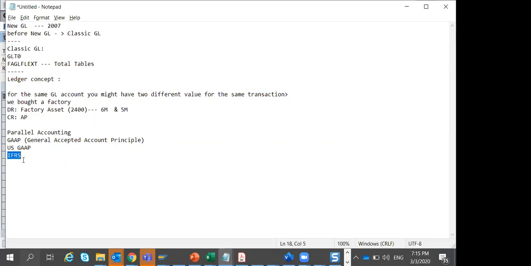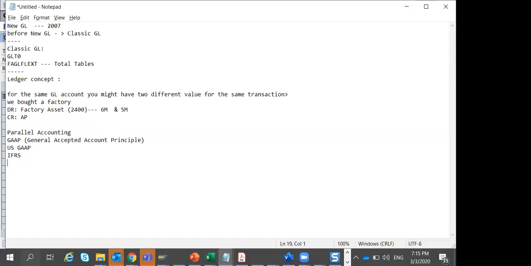I'll give you one example. When we buy an asset, and we are a US company, we have to report our transactions based on the US GAAP. At the same time, we are a global company, so we have to present our financial statements based on the IFRS. For that reason, we have to accommodate both accounting rules in our company, US GAAP and the IFRS. For that reason, we use the ledger concept.